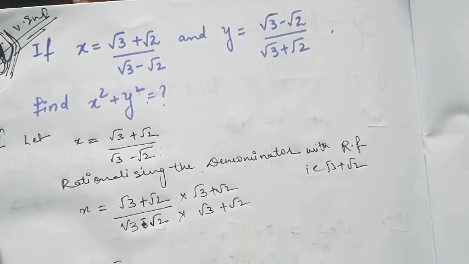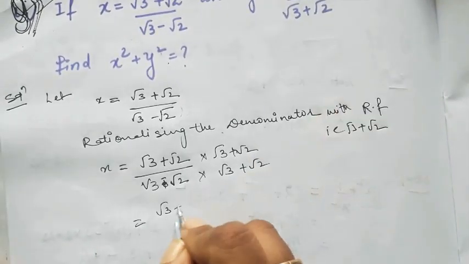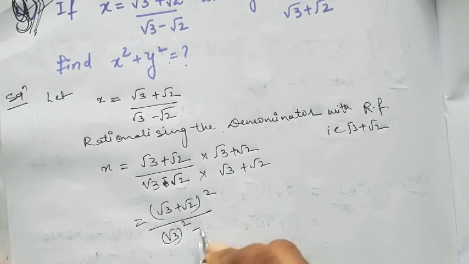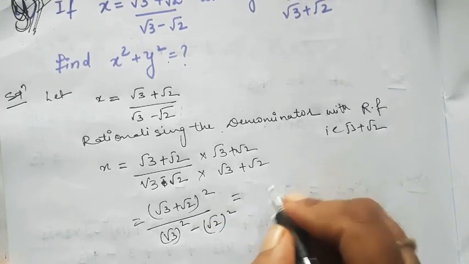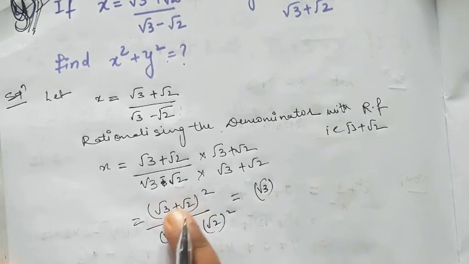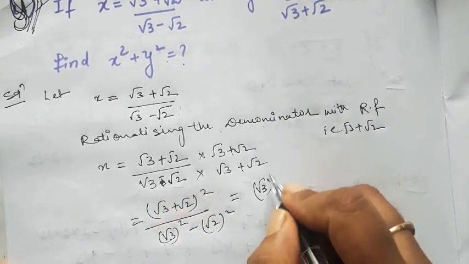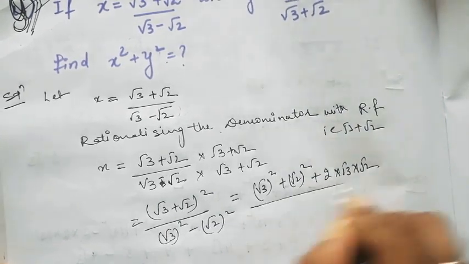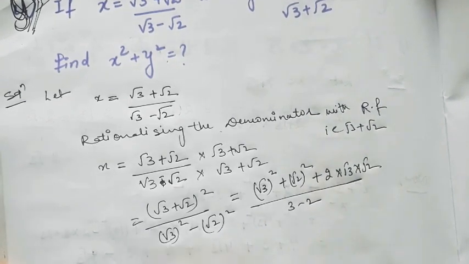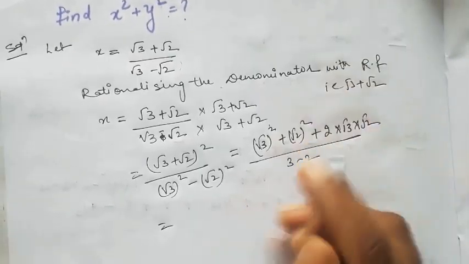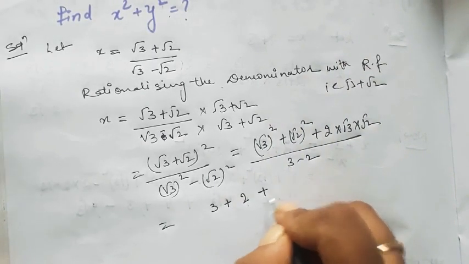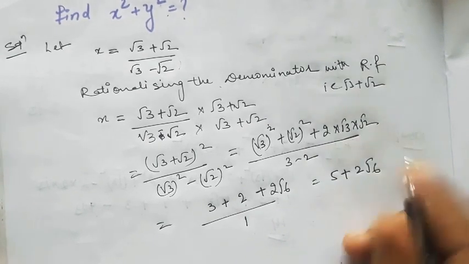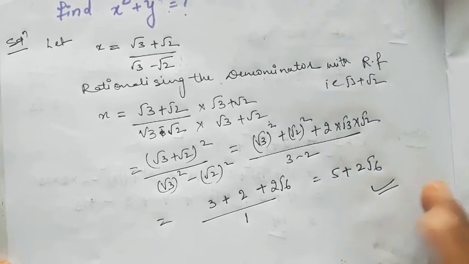with the factor. We are left with (root 3 plus root 2) whole square, and a plus b, a minus b, means root 3 whole square minus root 2 whole square. And here we are left with these things, and we can expand this by (a plus b) whole square, that is root 3 square plus root 2 whole square plus 2 into root 3 into root 2 upon 3 minus 2. So root 3 whole square is 3. 3 plus 2 plus 2 root 6 upon 1. So we are left with 5 plus 2 root 6, which is the value of x.